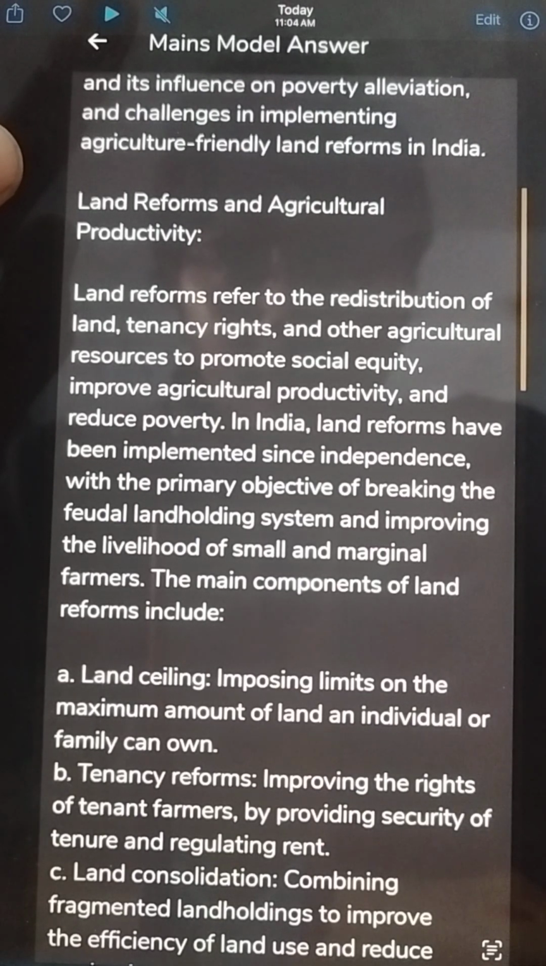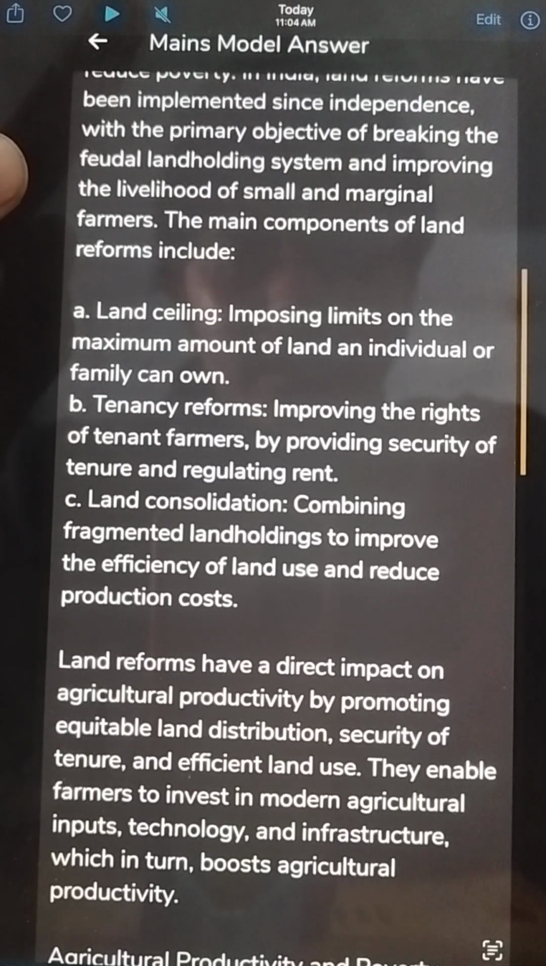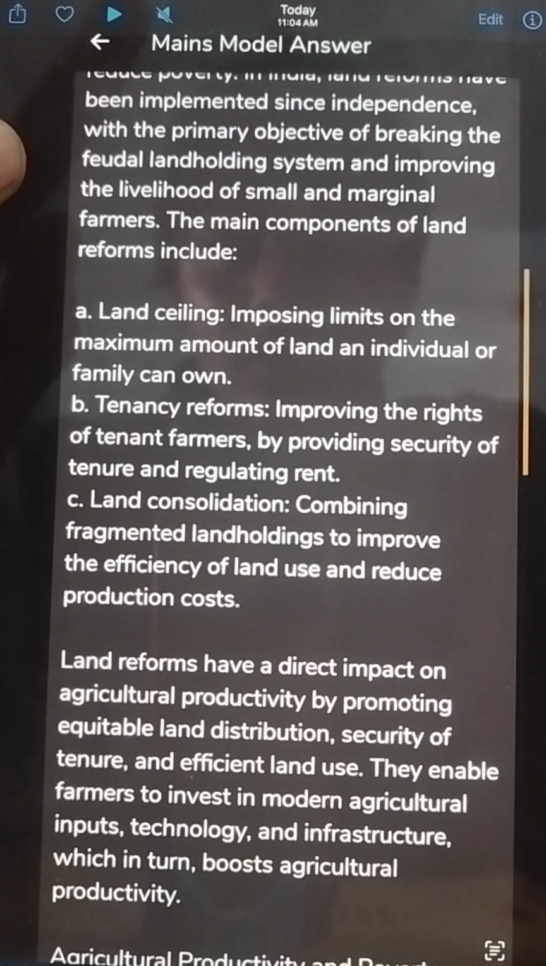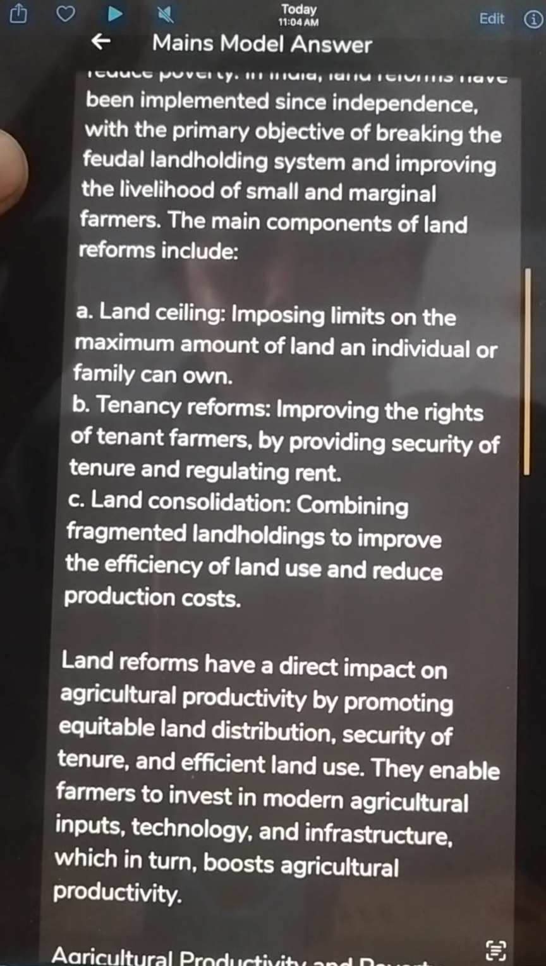The main components of land reforms include land ceiling, imposing limits on the maximum amount of land an individual or family can own. Second is tenancy reforms, improving the rights of tenant farmers by providing security of tenure and regulating rent. Third is land consolidation, combining fragmented land holdings to improve the efficiency of land use and reduce production cost.